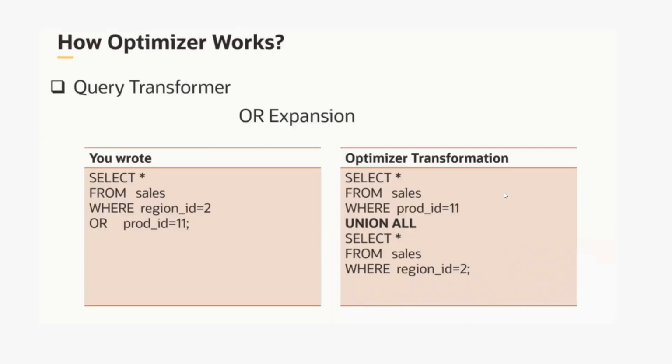So look, this is how a query is transformed. Suppose you have written a query like select star from sales where region ID equals 2 or prod ID equals 11. If you run this, it might take more time to execute. But to make it simpler, the optimizer splits or transforms this query into sections using union all. You don't have to worry that your query will be changed and you will get bad or incomplete data. No, it's not the case.